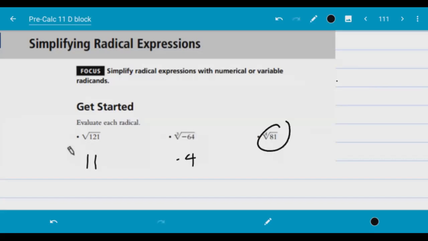What is the 4th root of 81? I think that is going to be a 3. To check it quickly, 3 times itself 4 times: 3, 9, 27, 81 checks out. Okay, next.